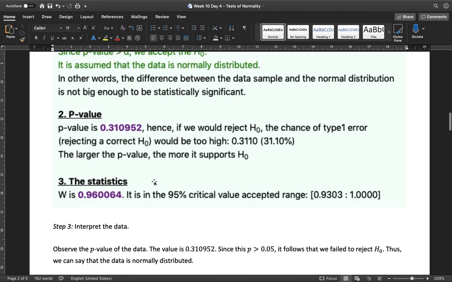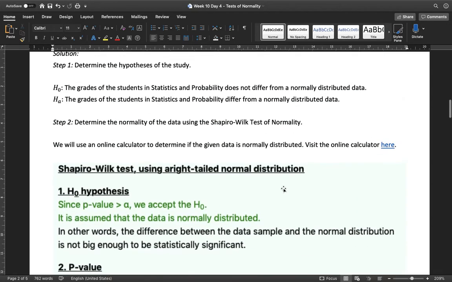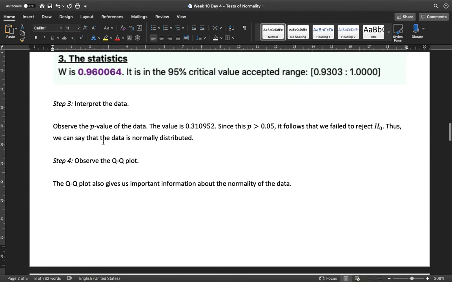So, ibig sabihin, we failed to reject the null hypothesis. So, i-accept natin itong statement na to, na hindi siya nalalayo kay normal distribution. This means that the data is normally distributed. So, yun. May evidence na tayo na itong nakuha natin data, normally distributed siya.